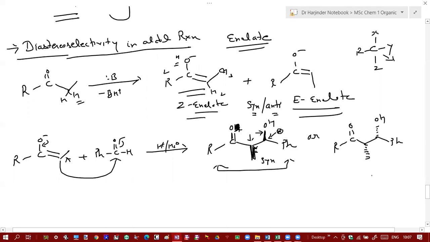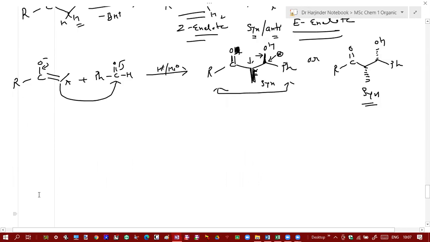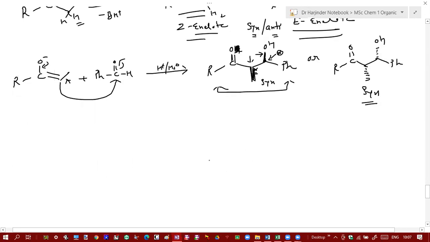The other possibility is one is above the plane and another is below the plane. So you'll get a mixture of four products. Here, suppose this methyl group is below the plane and this OH is above the plane. So this is one product. And the second product is when this methyl group is above the plane and this OH group is below the plane.